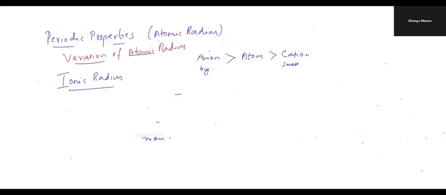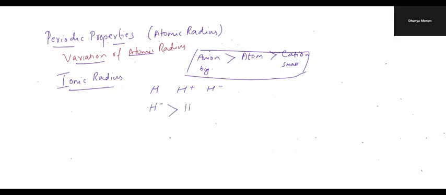Sometimes they ask you to arrange the ions in increasing order. For example, if I have H plus and H minus, just follow this order, where anion is bigger in size than neutral atom, which is bigger in size than cation. Similarly, I have O2 minus, O minus. More the negative charge, bigger is the ion.